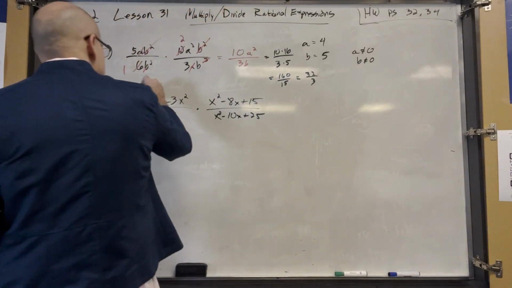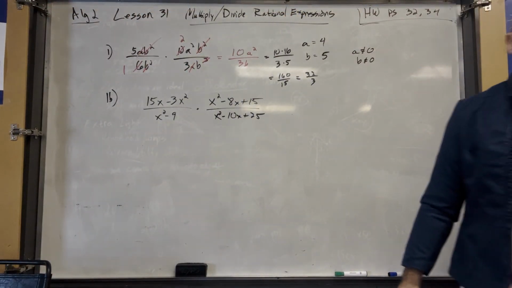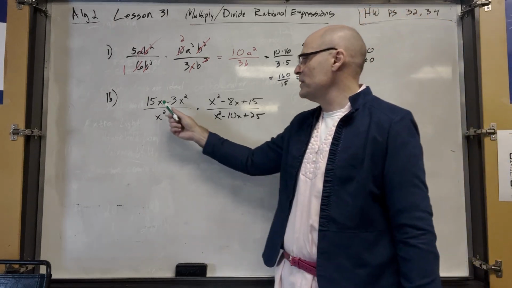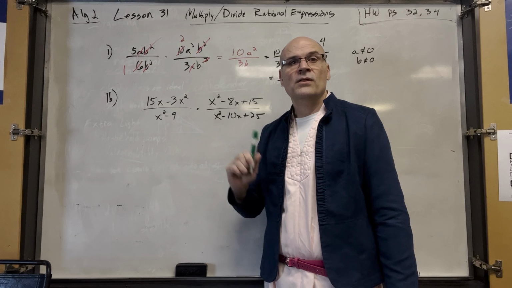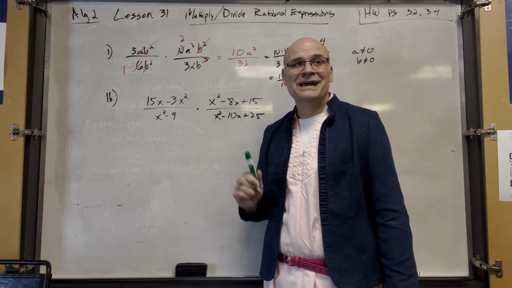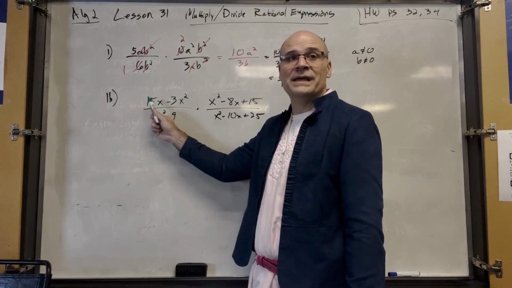Okay, what are the steps to factoring? First step, look for a GCF. Let's deal with that first. What do these two things have in common? 3, numerically and literally. And what else? They have an x. You can take an x and a 3 out of both of those.